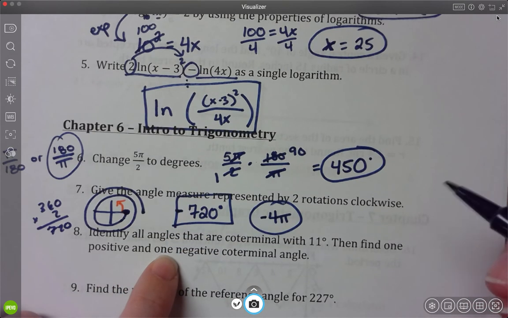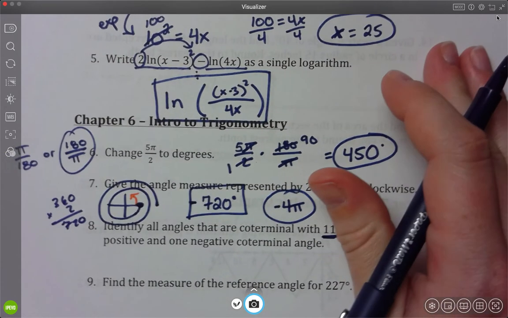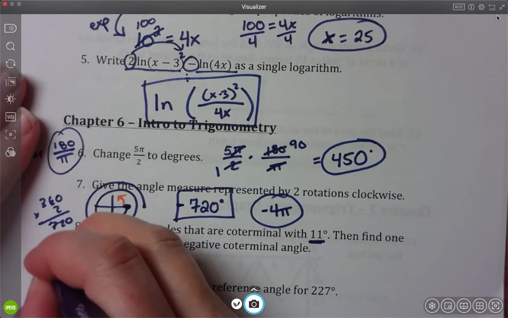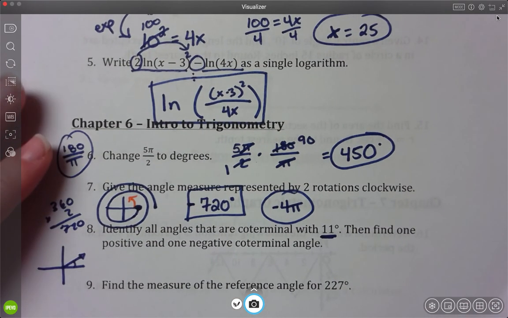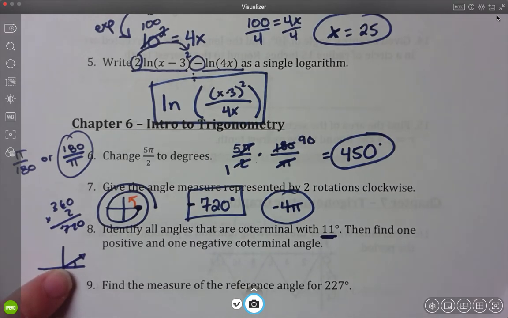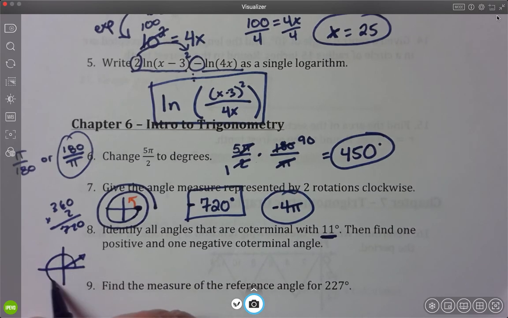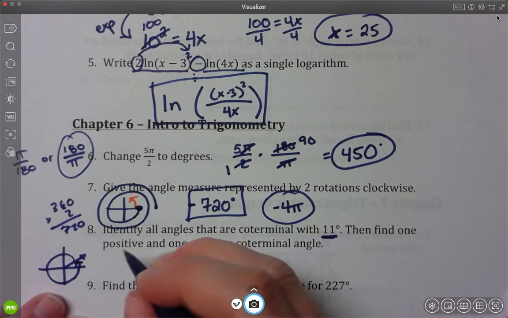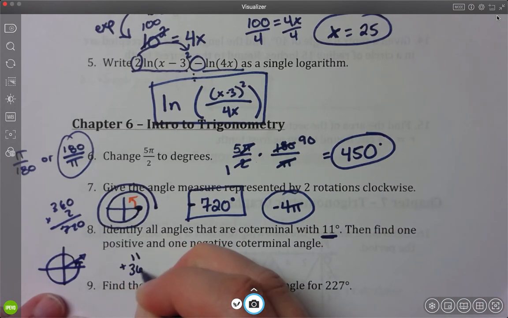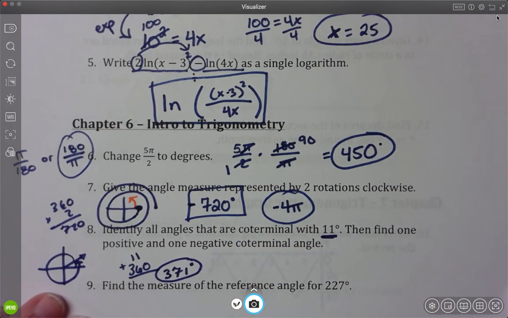Number 8, identify all angles that are coterminal with 11 degrees. Coterminal means that they're in the same spot. So 11 degrees would be just like right here, it would even be smaller than that. But if I draw any smaller than that, it might look like the same line. Okay, so there it is. If I rotate around one more time, we notice that it lands in exactly the same spot. So 11 degrees, if I add 360 to that, would be 371. That's going to be coterminal with 11 degrees.